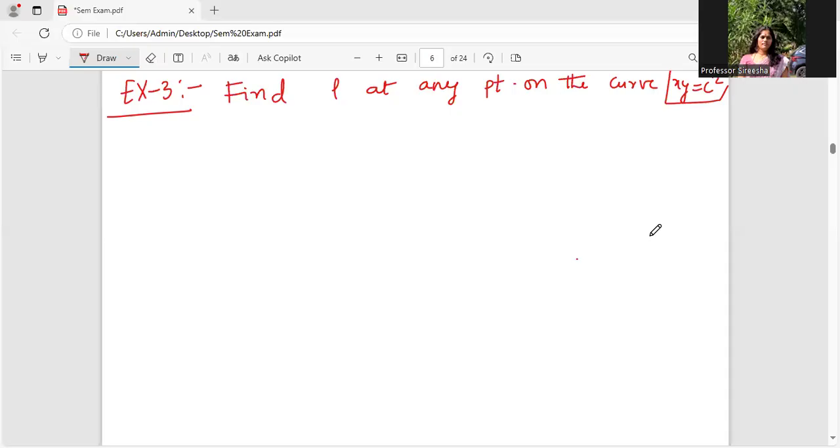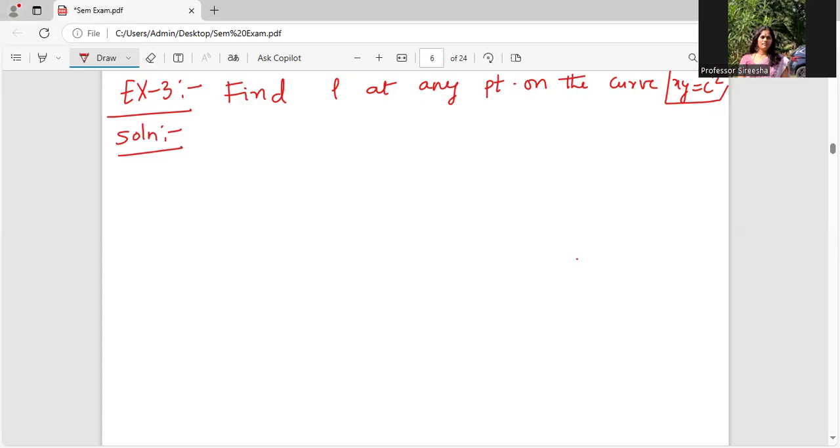Okay, let us see one more example on radius of curvature. xy is equal to c square is the curve. We are finding rho at any point on the curve. How do I do it? I'll just proceed with the first formula only.